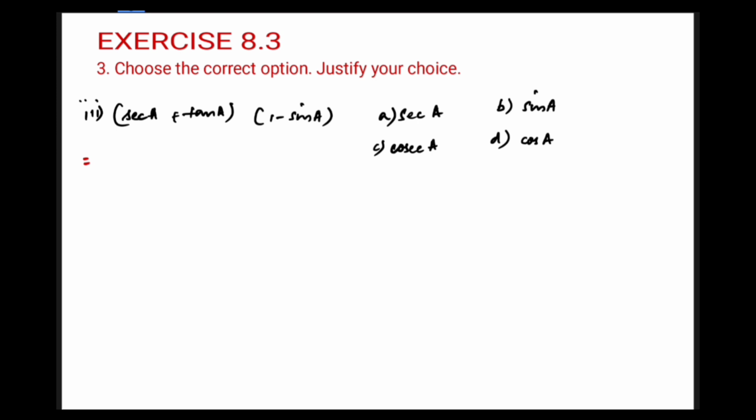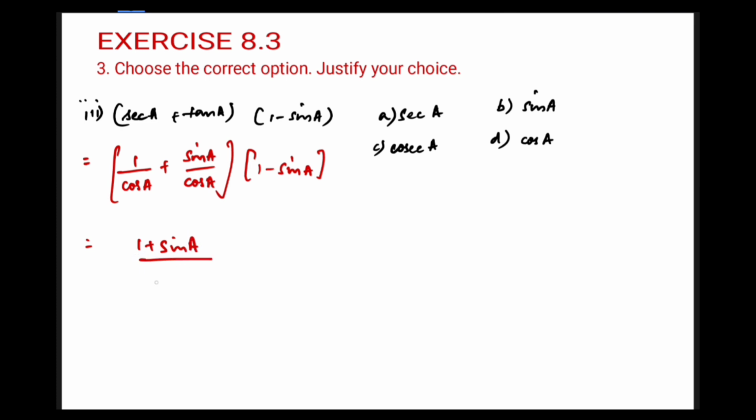Let us write everything in the simplified form. Secant A can be written as 1 by cos A and tan A can be written as sin A by cos A, into 1 minus sin A. We get 1 plus sin A divided by cos A, into 1 minus sin A.